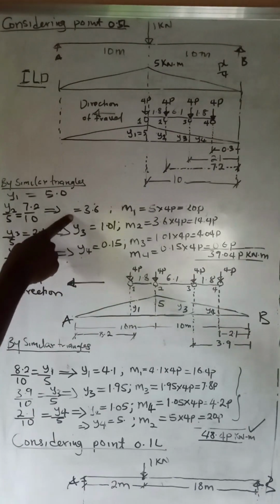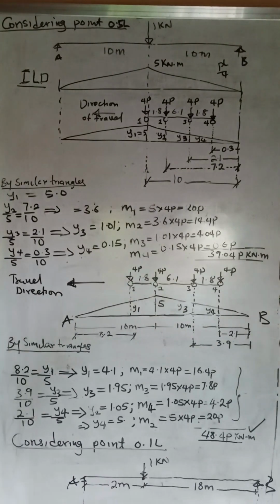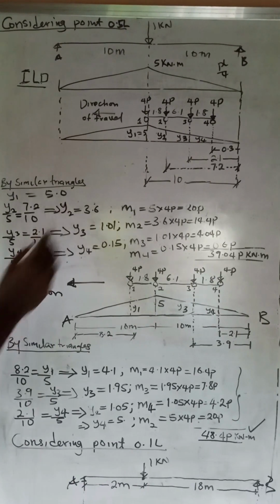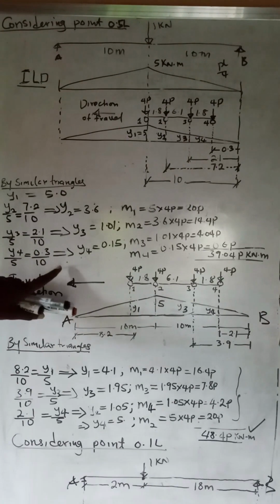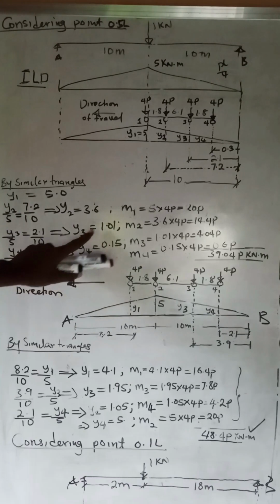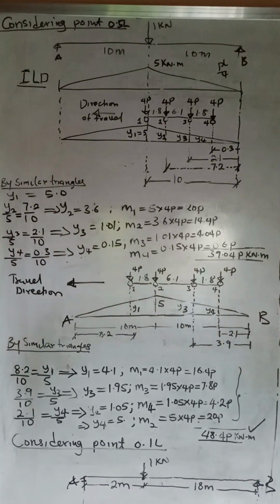We'll have that Y2 to be equal to 3.6. So if Y2 is equal to 3.6, we continue with Y3. Y3 over 5 is equal to 2.1 over 10. We do it accordingly, and we'll have all these values. So we now have that Y2 is 3.6, Y3 is 1.01, and Y4 is 0.15. Of course, we already know what Y1 is from the moment formula, PL over 4.